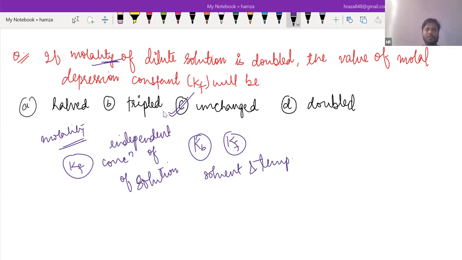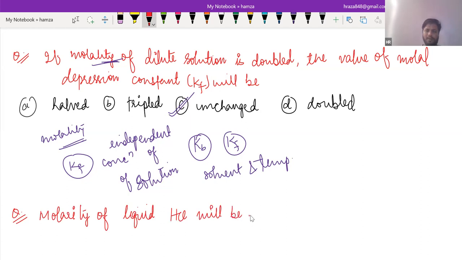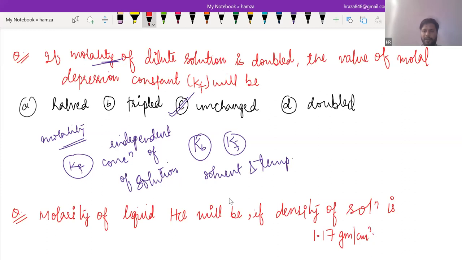Now going to give another question, then I need to talk to you all. The question is basically: the molarity of liquid HCl will be, if the density of solution is 1.17 gram per centimeter cube. Please do this question.